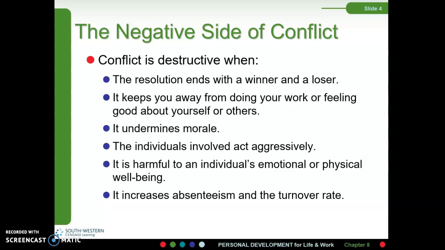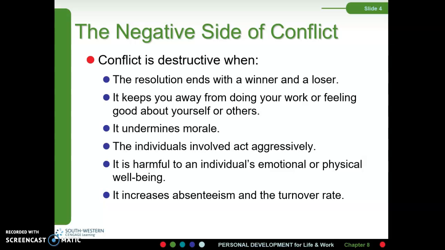Dear esteemed BUSN 1330 students, last week we discussed conflict. Now we're going to proceed with the next slide, slide 4, dealing with the negative side of conflict.